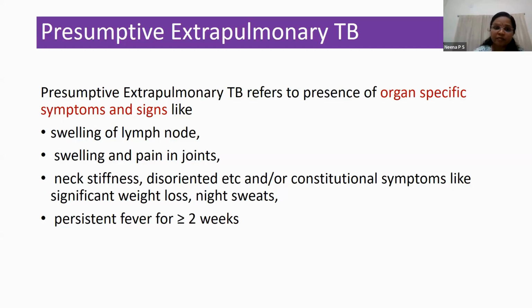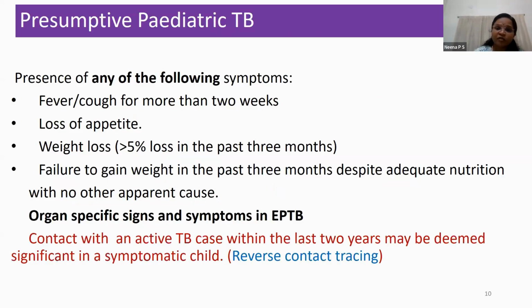And for presumptive pediatric TB, the presence of any of the following symptoms, even one symptom, is sufficient: fever or cough for more than 2 weeks, loss of appetite, weight loss of more than 5% in the past 3 months, or failure to gain weight in the past 3 months despite adequate nutrition, with no other apparent cause. These should be considered as presumptive pediatric TB. And for extrapulmonary TB, as I've already discussed, the symptoms also will be different depending on the organ that is affected.